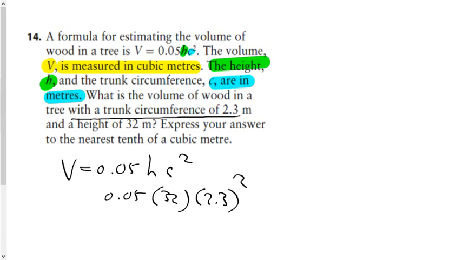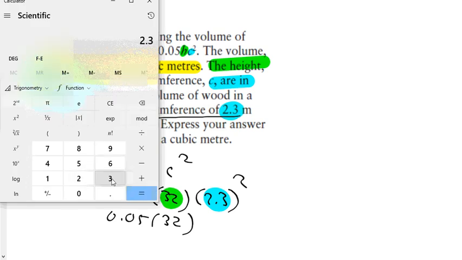So when I substitute that in, circumference 2.3, the height is 32. And there's my h. Substitute it now using BEDMAS. Do my exponents first. 0.05 multiplied by 32 multiplied by 2.3 squared. 2.3 squared is 5.29.